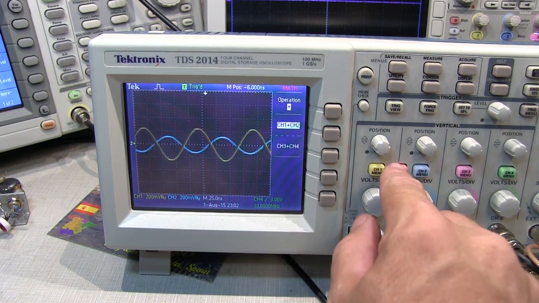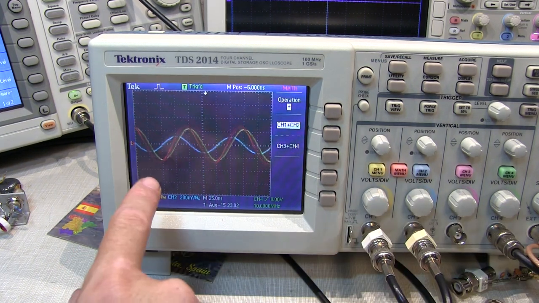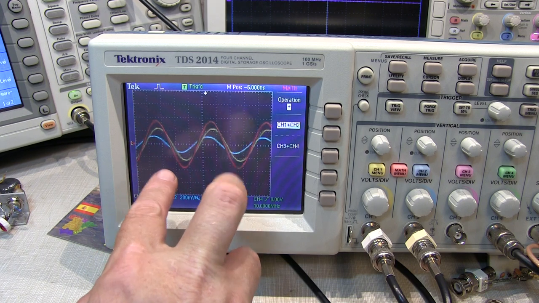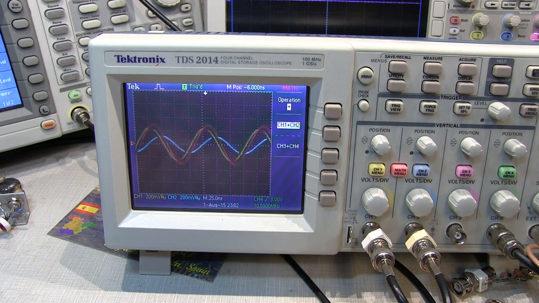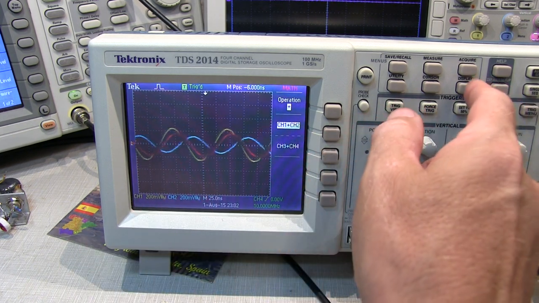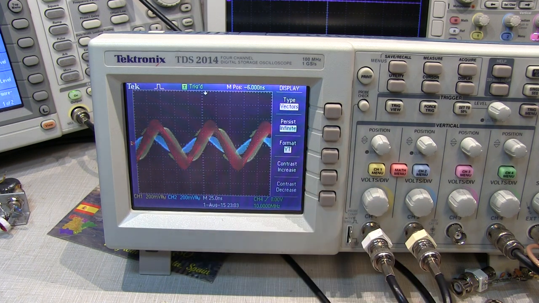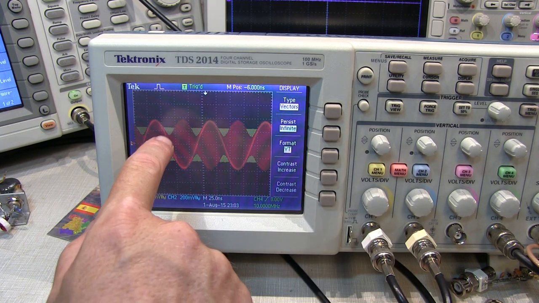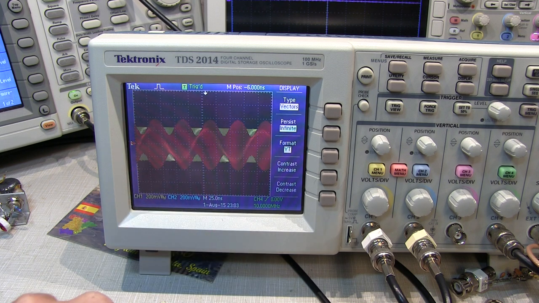And what happens when we sum these together? If we turn that math trace on, we can see we still get a sine wave, but it's bouncing and moving a little bit. So it's hard to see what would happen with the standing wave. But again, if we turn infinite persistence on, it becomes easier to see. We still get nodes, if you will, every half wavelength, and peaks every half wavelength.